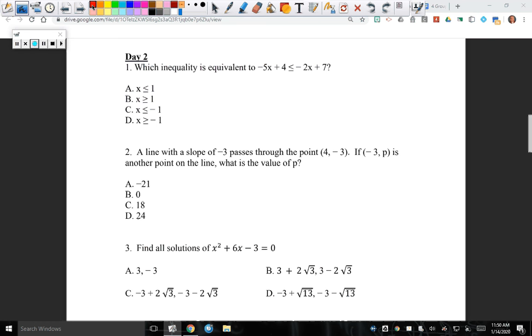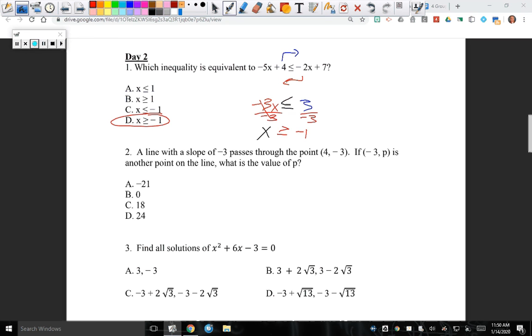Here we go. So which inequality is equivalent? If you move the 2x by adding it, you would be left with a negative 3x on the left side. If you subtract the 4, you would have 3. Our goal is to get x by itself. So when we divide by a negative, we flip the inequality sign, and you should have got D as your answer. Raise your hand if you got D. Nice. All right, so let's go to 2.